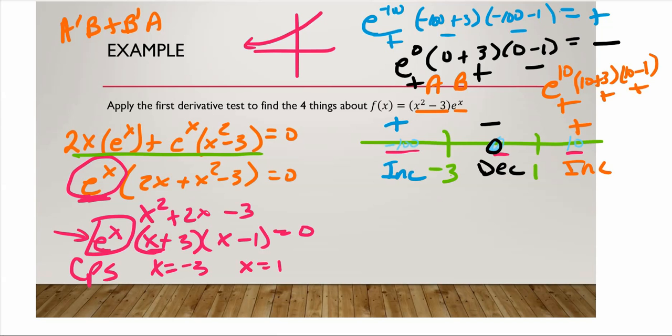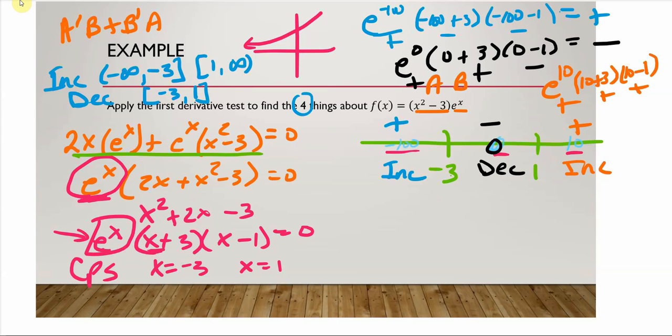So where is it increasing? It's increasing from negative infinity all the way to negative 3, and it's also increasing from 1 all the way to infinity. Now where is it decreasing? Well, it's decreasing from negative 3 to 1, and I'm done. So that's the second thing that I'm able to find. Remember, I'm supposed to be able to find 4 things.